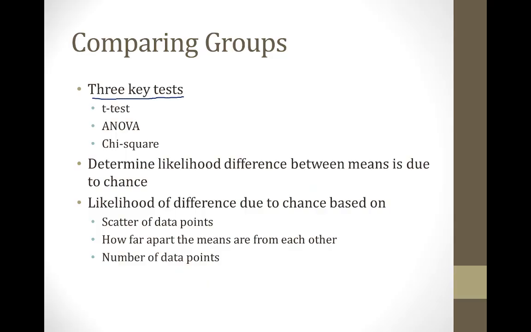There are three key tests of significance that you need to know. These are the t-test, the ANOVA, and the chi-squared. And all three of these tests are going to determine the likelihood that the difference between two means is due to chance.